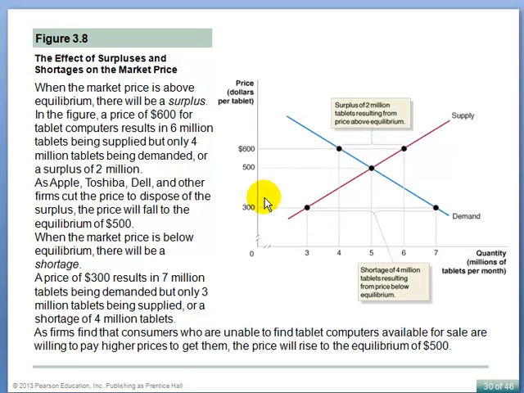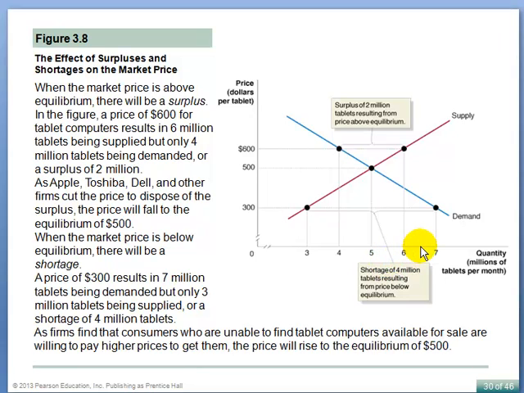However, if the price were $300, the quantity demanded would be 7 million, and the quantity supplied would be 3 million, as shown in the figure. So when the quantity demanded is greater than the quantity supplied, we say there is a shortage in the market. In this case, the shortage is equal to 4 million tablet computers.